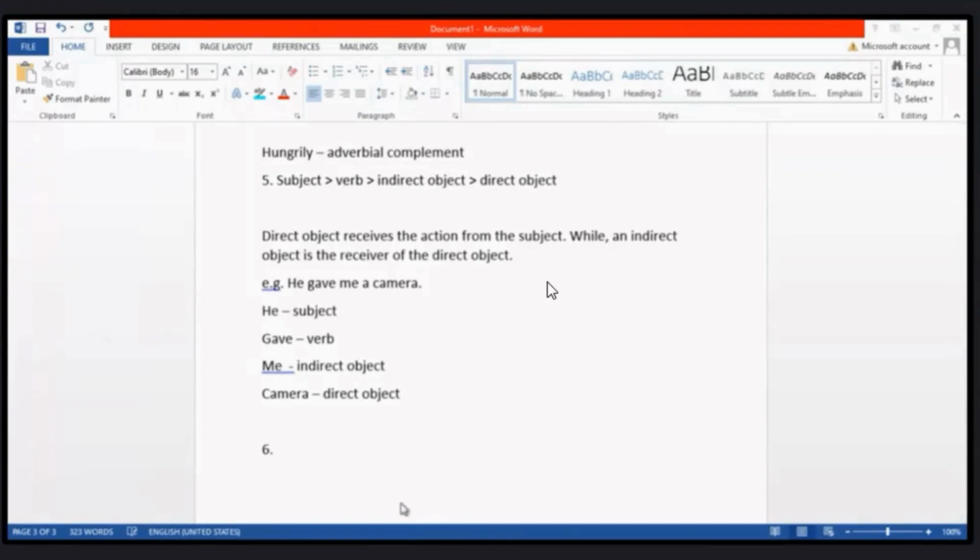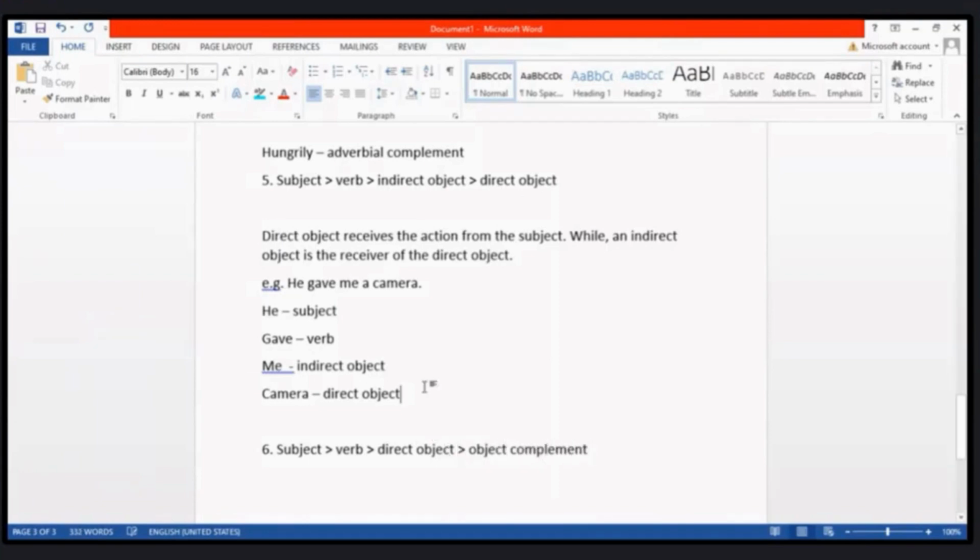So in the sixth type, we've got subject, verb, direct object, and object complement. So subject, then verb, then object, or we can say the direct object, and we've also got the object complement.